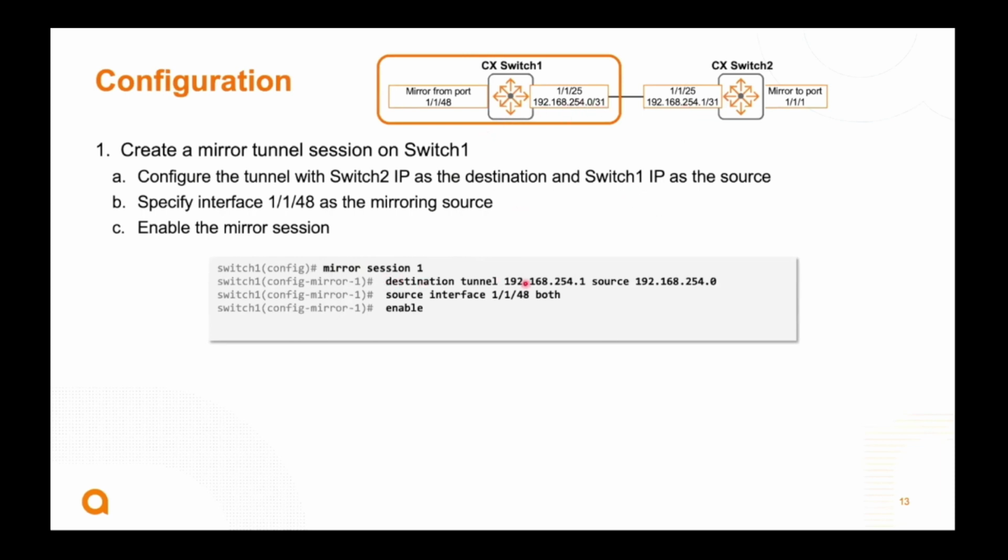So you have destination tunnel 192.168.254.1 with the source 192.168.254.0. On your source switch, you do the destination IP first, and then the source IP second. This becomes important when you're configuring the endpoint, the ordering you're putting those in. We specify one of our interfaces as the mirroring source. In this case, we do port 1/1/48, and then we enable the mirror session. Pretty straightforward.